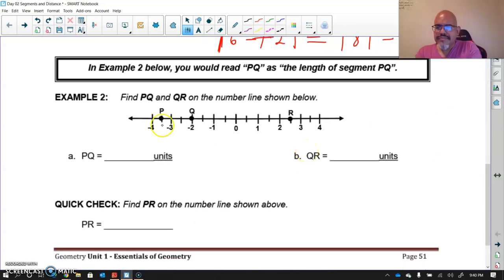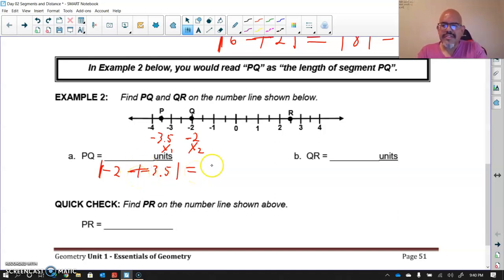So looking at this, we have P, which is at -3.5, and Q, which is at -2. Of course, -2 becomes our x2, and this is our x1. So this is going to be -2 minus -3.5, absolute value, because that's part of the equation for that. This becomes a +3.5, so this becomes 1.5. So it's a distance of 1.5 units.